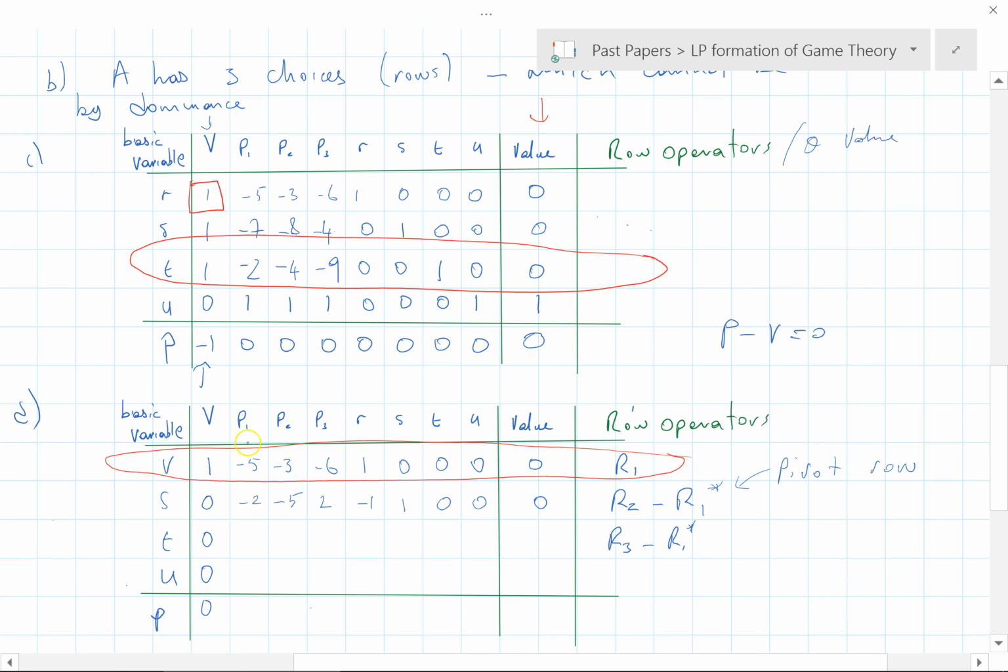-2 take away -5 gives me 3. Okay, so -4 take away -3 is equal to -1. -9 take away -6 is -3. 0 take away 1 is -1. 0 take away 0 is 0. 1 take away 0 is 1. 0 take away 0 is 0, and 0 take away 0 is 0. Okay, let's move on to the next row.